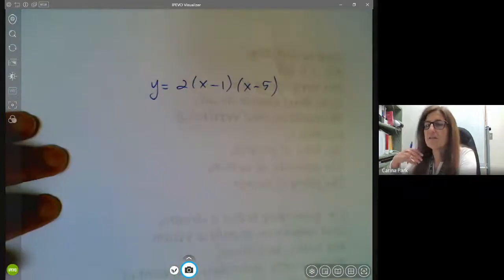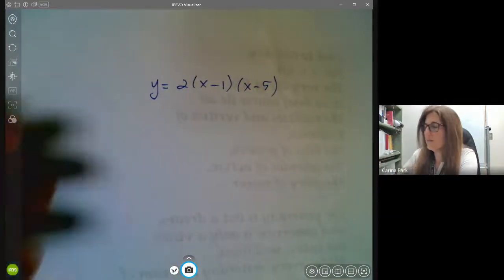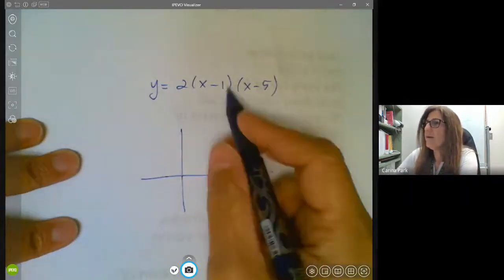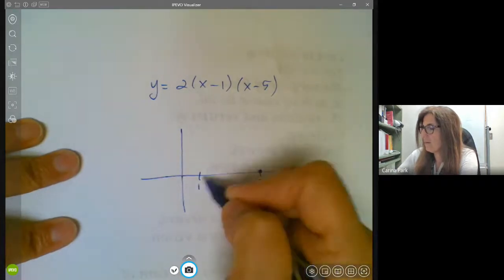I'm asked to sketch it. So to sketch it, I need to find the vertex. And this is the absolute easiest way to find the vertex. Okay, so this is a review of page 3. Factored form tells us the intercepts. Okay, so 1 and 5.